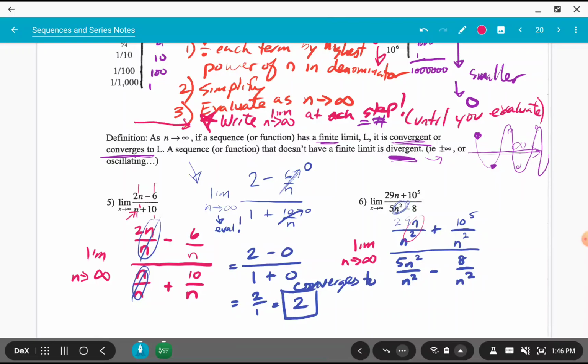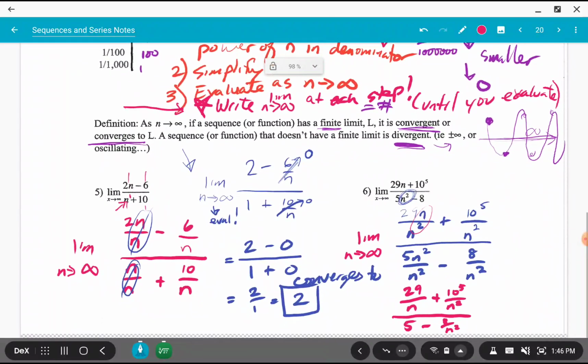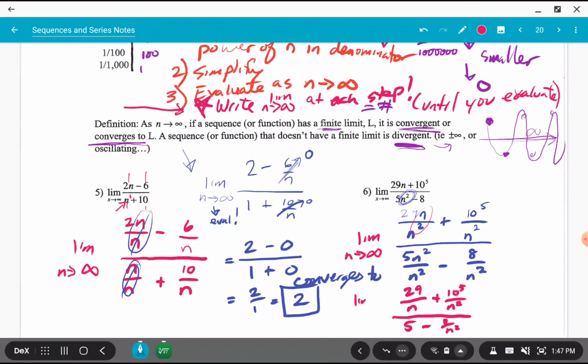What happens with n over n squared? We're going to get 29 over n plus 10 to the 5th over n squared. Notice those are not like terms, right? This is 10 to the 5th. This is n squared. This 10 does not have an n in it. Divided by 5n squared over n squared is 5 minus 8 over n squared. And then I need to remember to write limit as n goes to infinity, okay? Now we've simplified everything. We can now do step 3, which is evaluate as n is going to infinity.